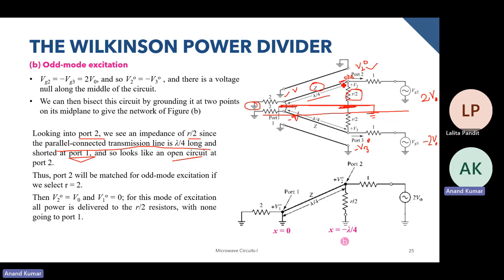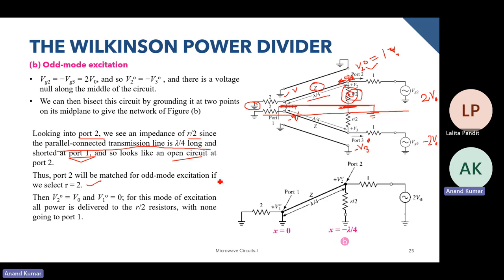So if we try to look into this arm over here, this will look open circuit, and hence if we are looking from just before this node, the only thing we will see is this R by 2. And from even mode analysis, we have to make sure that for matching, we want this to be V0. If we want this to be V0, we have to make this R by 2 equal to 1. So hence we have R equals 2.